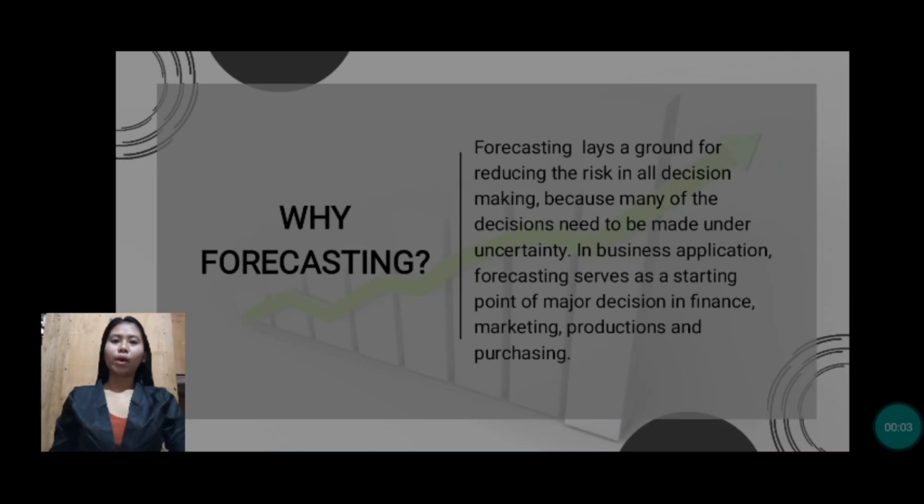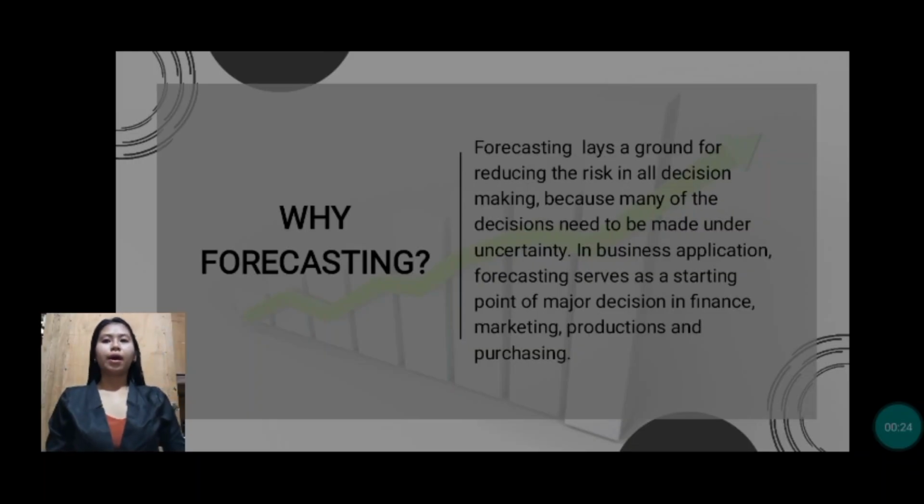And now let us know what is forecasting. So why forecasting? Forecasting lays the ground for reducing the risk in all decision making because many of the decisions need to be made under uncertainty. In business application, forecasting serves as a starting point of major decisions in finance, marketing, productions, and purchasing.